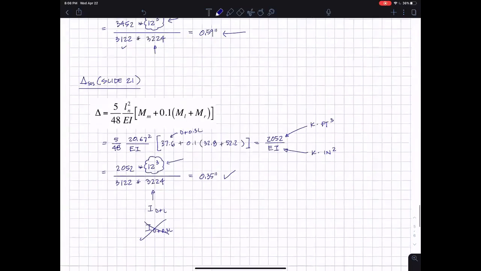Okay, so those are all the details that I skipped in the example videos, which were long enough. But if you just wanted to know where I got all these numbers, here it is.